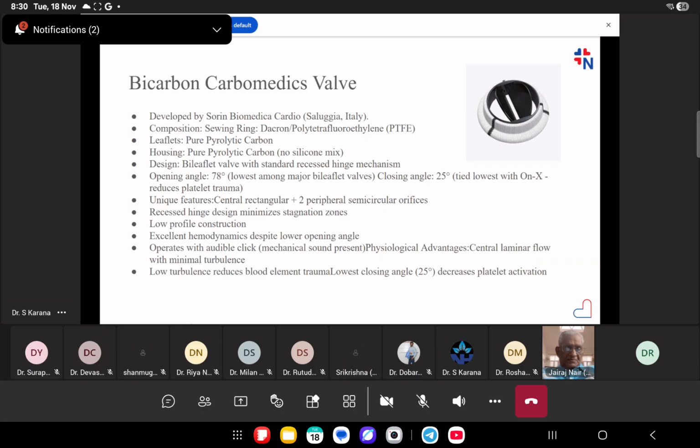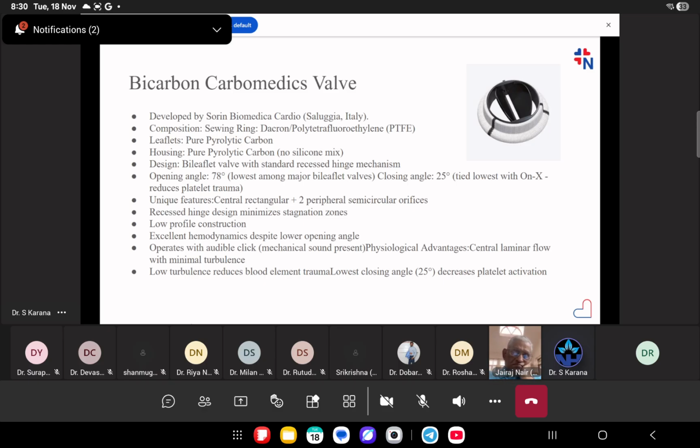Sir, for a few years, which is close to 2 now, we have been using the Bicarbon Carbomedics valve developed by Sorin Biomedica from Italy. The sewing ring is again PTFE. Leaflets are pure pyrolytic carbon. The housing also is pure pyrolytic carbon. The design of the valve is bileaflet with a standard recessed hinge mechanism. The opening angle is the lowest. Closing angle is 25 degrees.